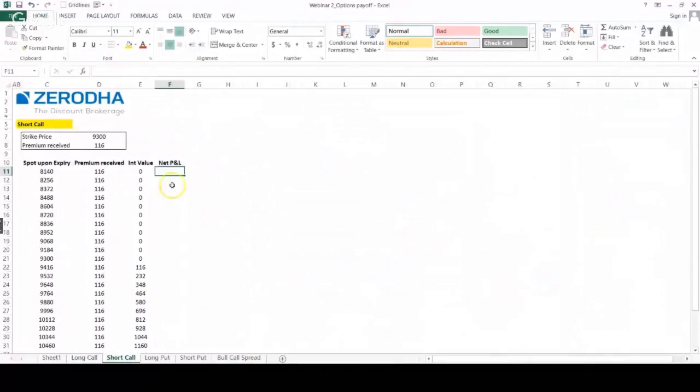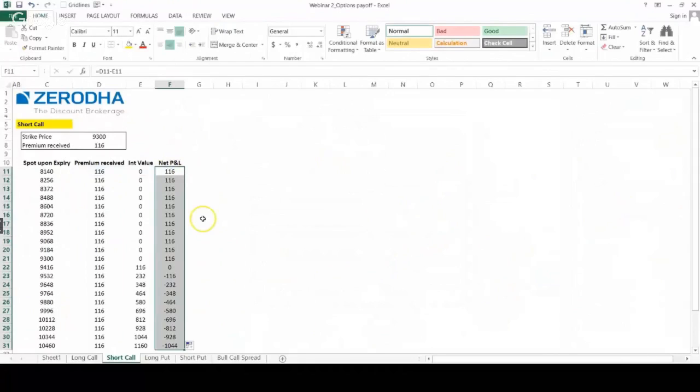Net P&L. Likewise, in the case of a short position, I have first received the premium amount, right? So I have first received the premium amount, and this is the maximum profit that I can enjoy. Everything, all the losses, if at all there are any losses, has to go from the premium that I have received. Therefore, the net P&L calculation here is premium received minus the intrinsic value. Right? So this is the formula. Let me calculate for all cells, right? Look at this. So I have calculated the net P&L.